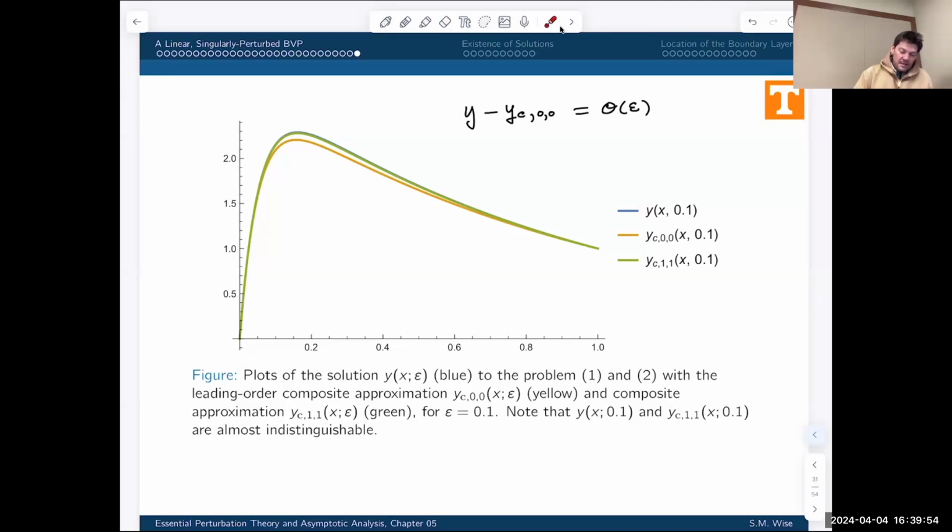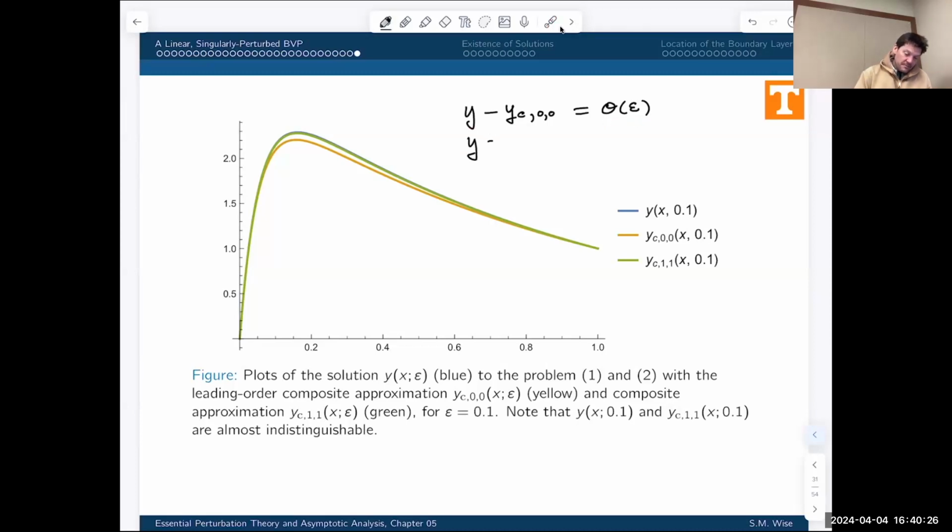So using just the leading order term, the difference between that and the true solution in that leading order composite approximation is order epsilon. In other words, it's a first order approximation. Basically, you can view it like this: this is getting all the leading order terms that are available here, and the only things left over are order epsilon terms that you're leaving out.